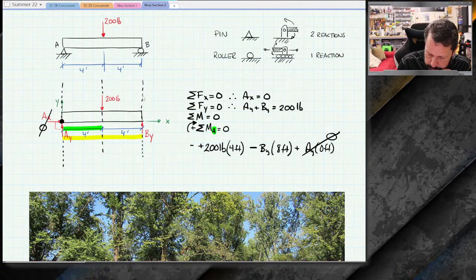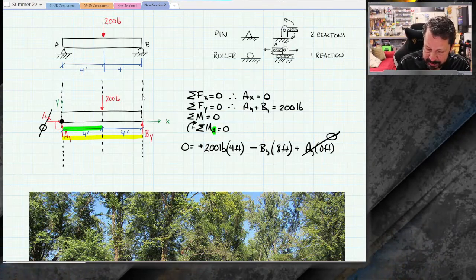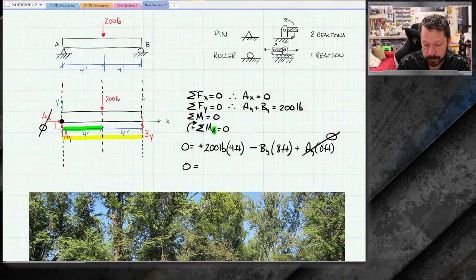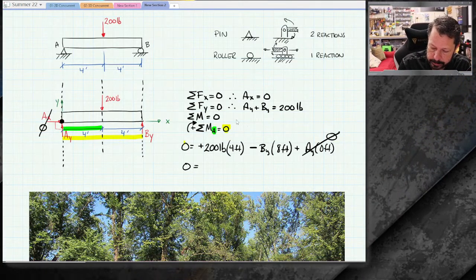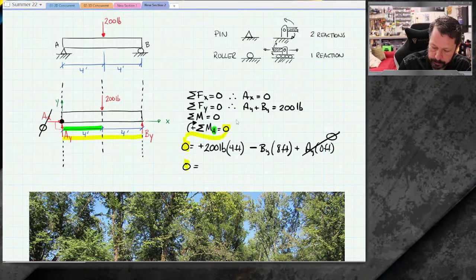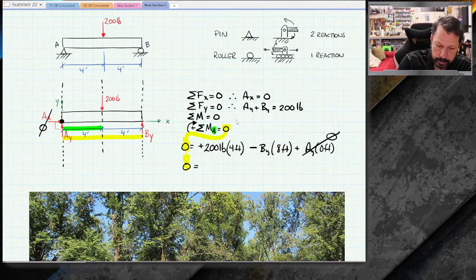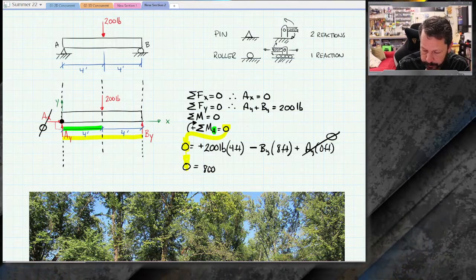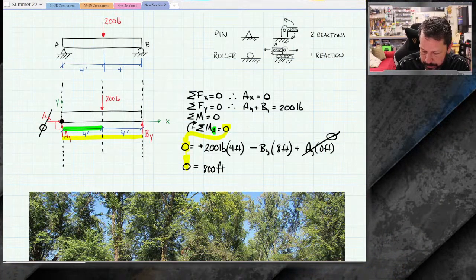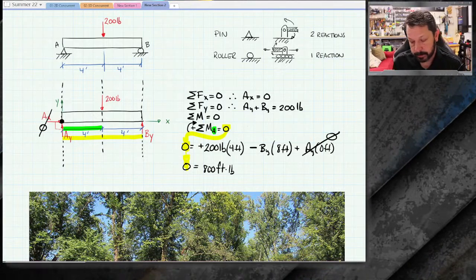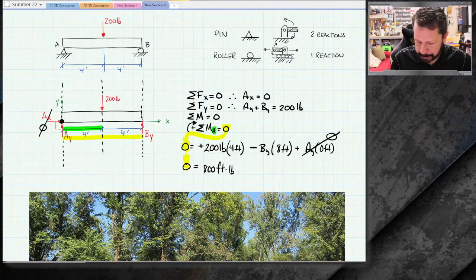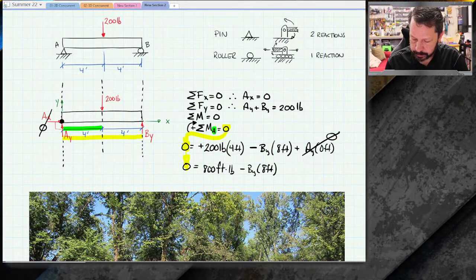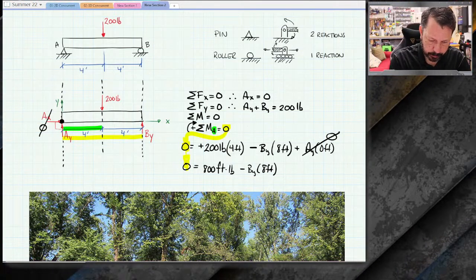So it turns out that this 0 goes with summation of moments about point A equals 0. That's where those are coming from. Okay, so 0 equals 800. I'm just doing 200 pounds times 4 feet, so 800. I'm going to do it as foot-pounds. Normally you say foot-pounds instead of pound-feet, but it doesn't matter. It's just what you normally say. Minus BY times 8 feet. So let's get us some more space.